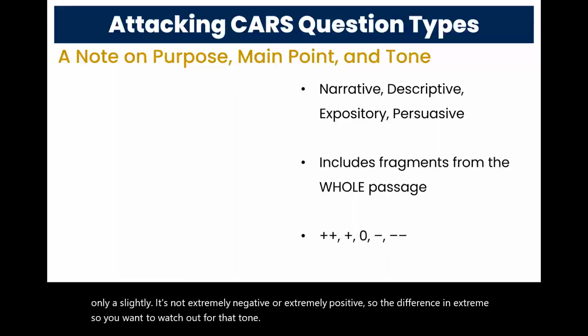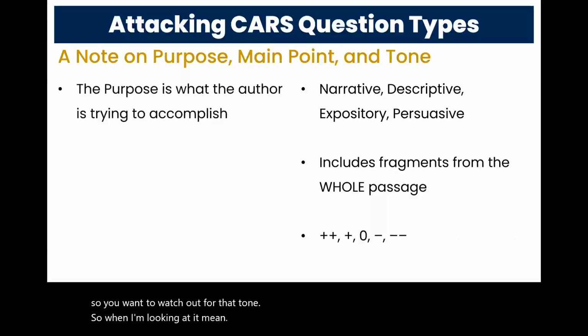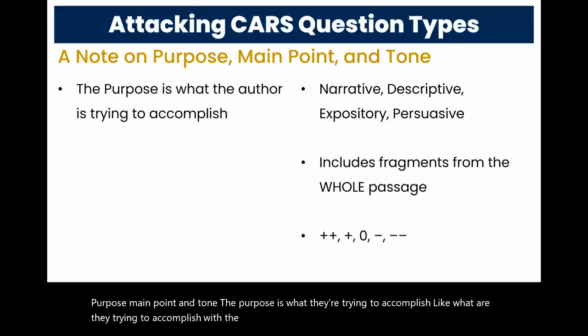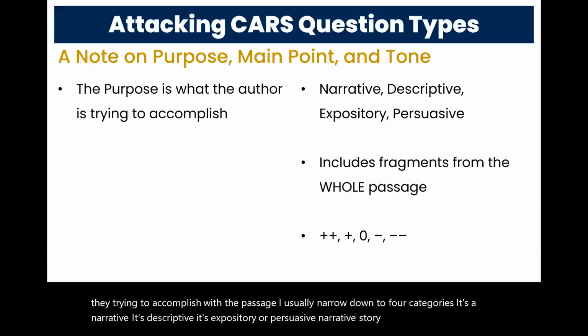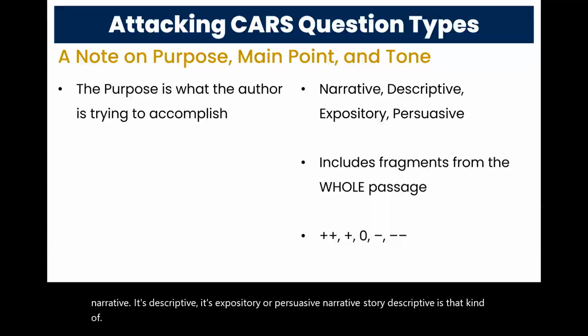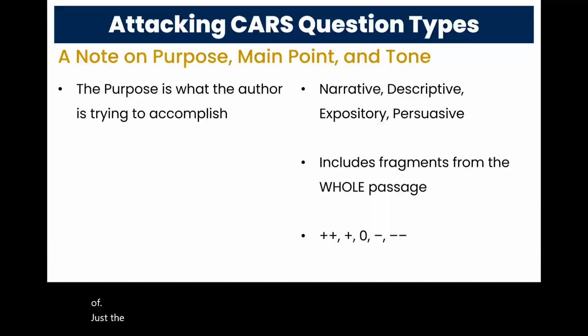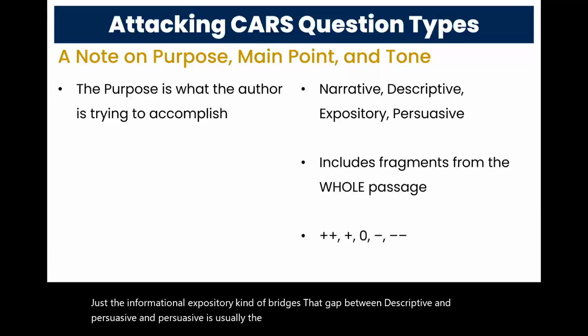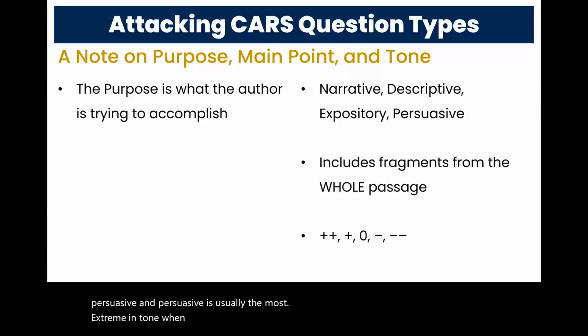So when I'm looking at main purpose, main point, and tone, the purpose is what they're trying to accomplish with the passage. I usually narrow it down to 4 categories. It's a narrative, it's descriptive, it's expository, or it's persuasive. A narrative is a story. Descriptive is just the informational. Expository bridges the gap between descriptive and persuasive, and the persuasive is usually the most extreme in tone when you see it.